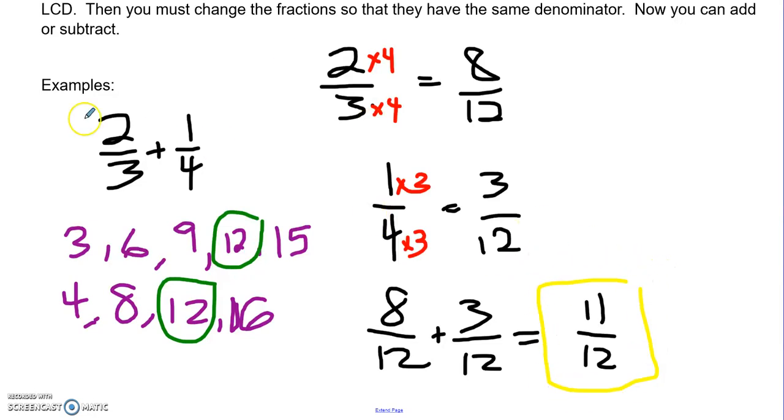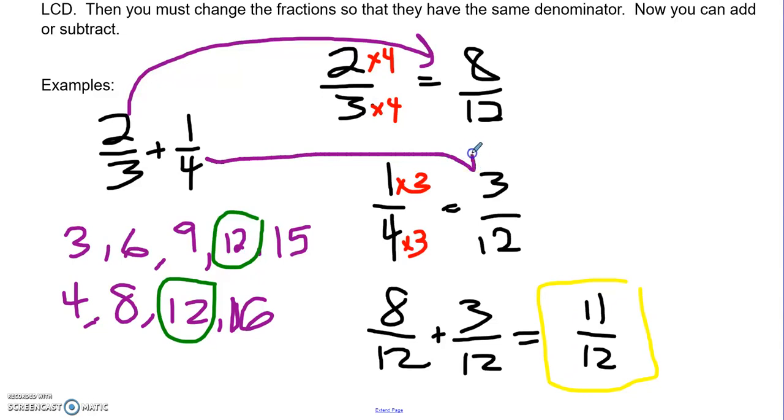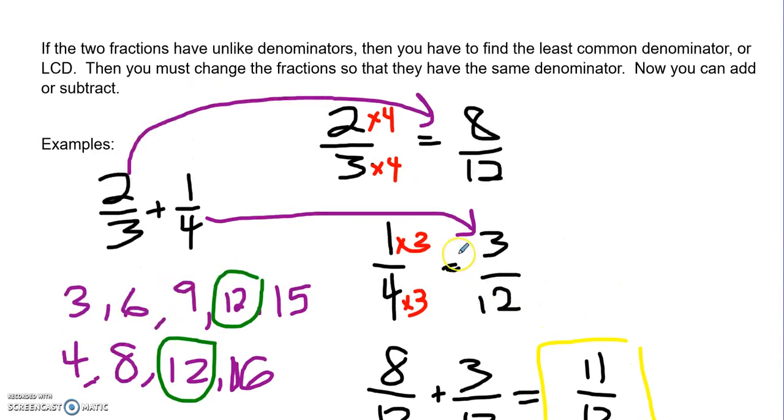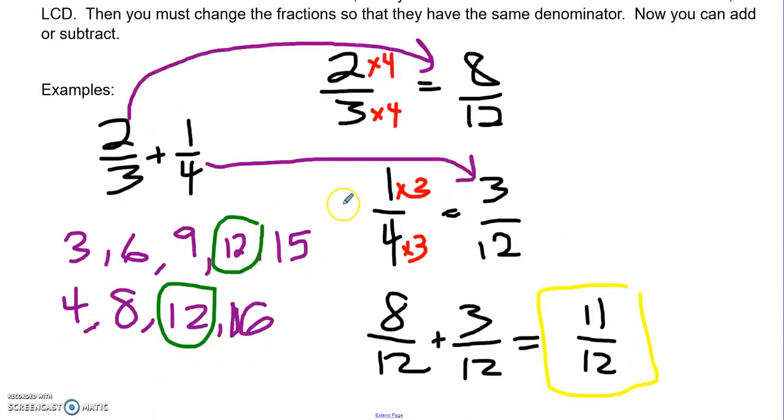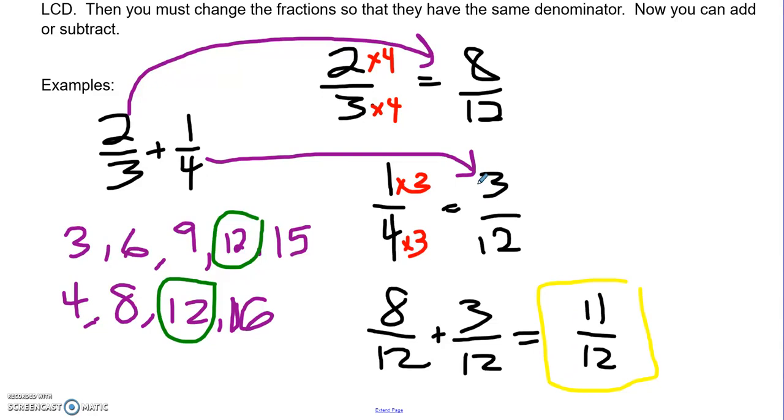The original question was 2 over 3 plus 1 over 4. I changed both of these fractions, and then I added them together to get 11 over 12. And that is how you add fractions with unlike denominators. It's the exact same process for subtracting as well.